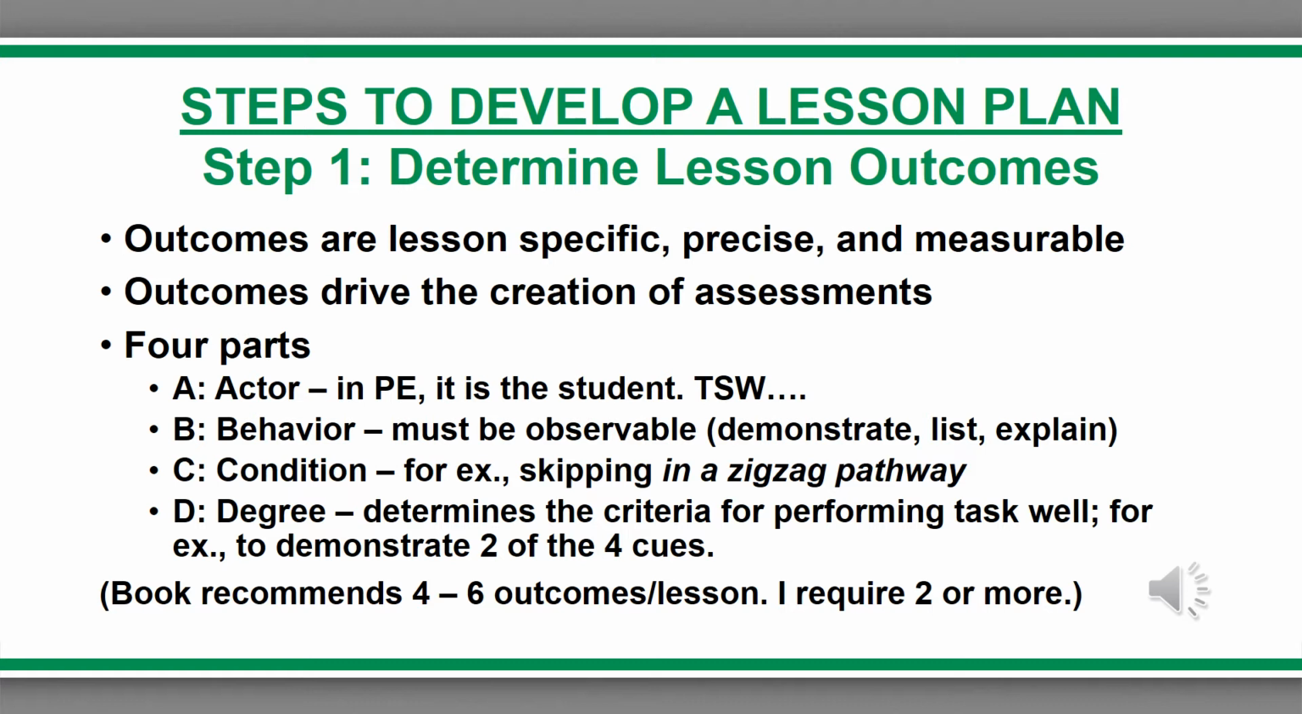So in PE, the A for actor is the student. Now listen carefully. This is how I want it. You are going to start your objective or your outcome with the letters capital T, capital W, capital S. The student will. I do not want the words, the student will. I want the abbreviation. I want the capital letters TSW. The student will. It's going to be followed by the behavior, the B of ABCD.